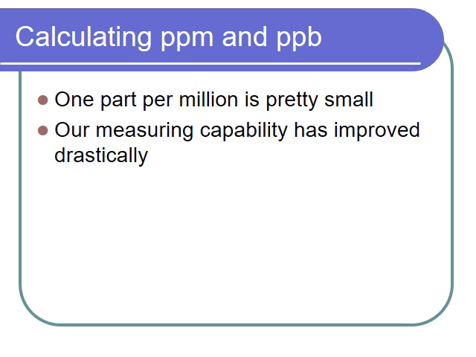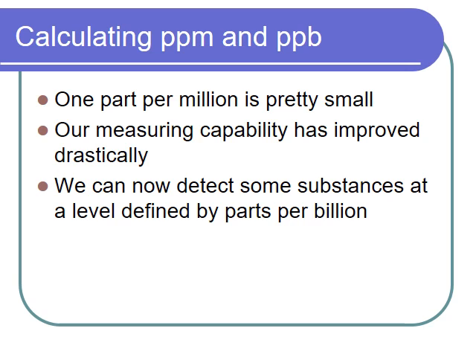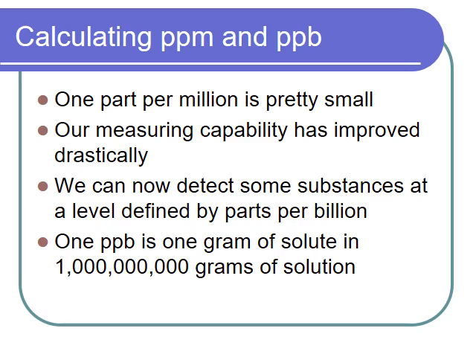So 1 part per million, very small. Our measuring capability has improved beyond that, however, and we can measure values of some solutes at levels of parts per billion. Imagine 1 gram in 1 billion grams of solution. That's a really small amount.